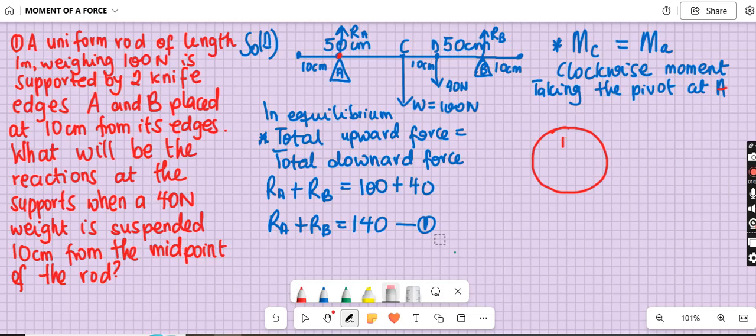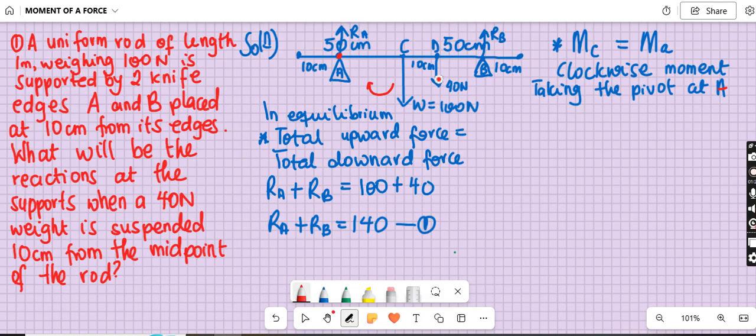All right, so let's continue. Let's take clockwise movement. So if we want to look at the forces from A, we have the weight. It is moving from left to right. It will be clockwise. Okay.